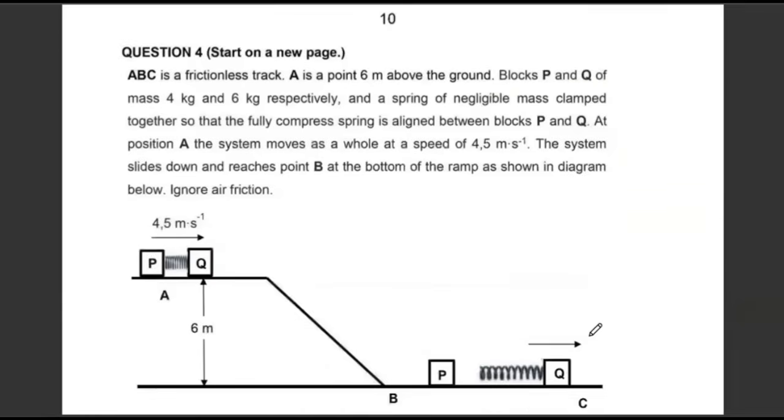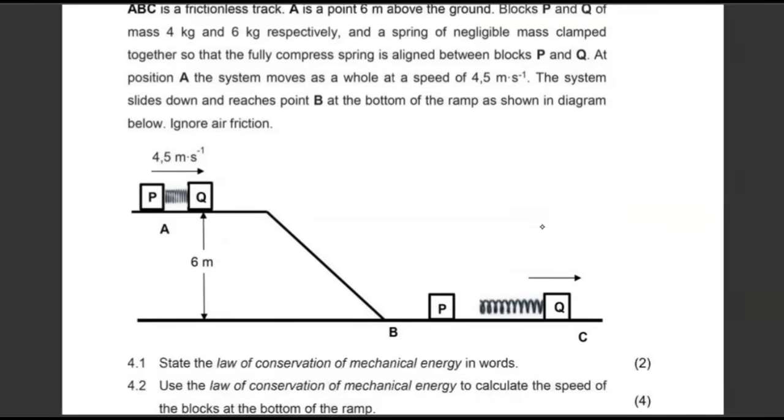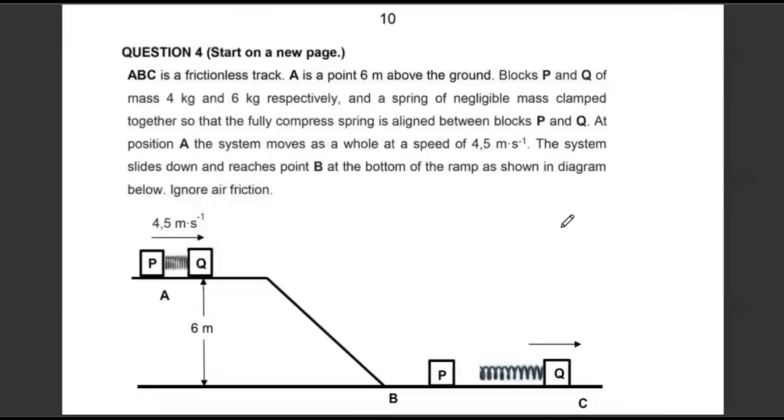All right, then question number 4. They're telling us that ABC is a frictionless track. There is no friction. A is a point that is 6 meters above the ground. Blocks P and Q of mass 4 and 6 respectively. Okay, this is 4, that is 6.